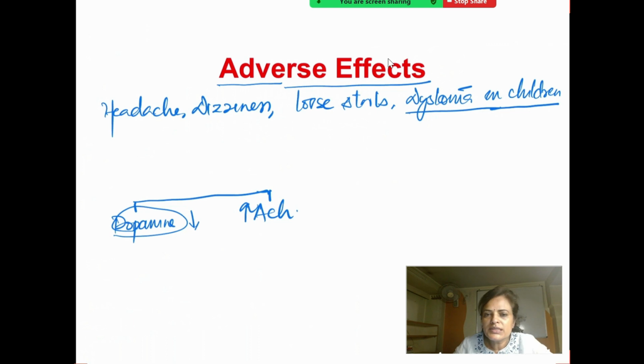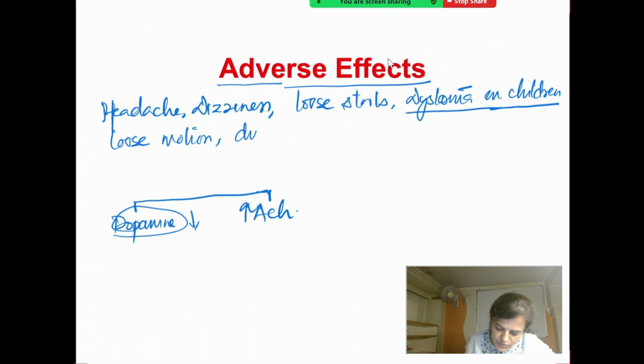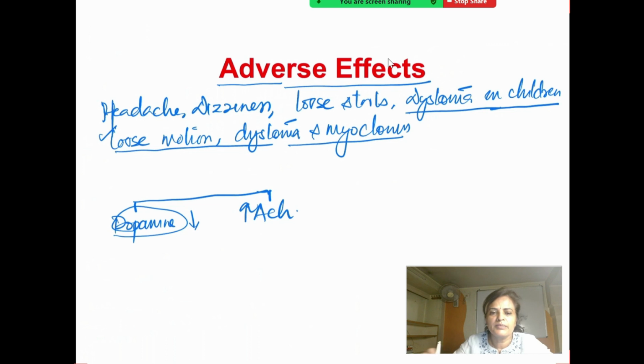And moreover, because it is secreted in the milk, in the newborn baby, in the suckling infant, it can cause loose motion, dystonia, and myoclonus. These are the things that can be seen in suckling infants. Now another adverse effect related with this is because it is a D2 receptor antagonist.